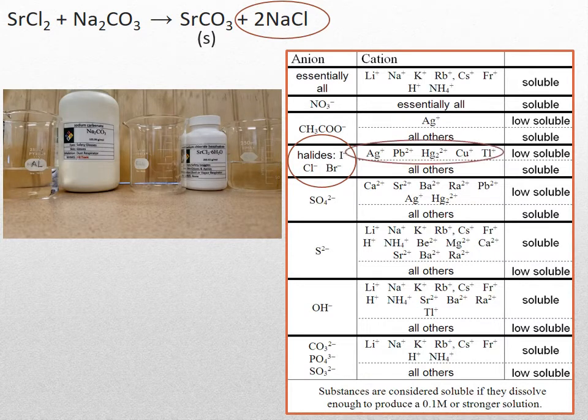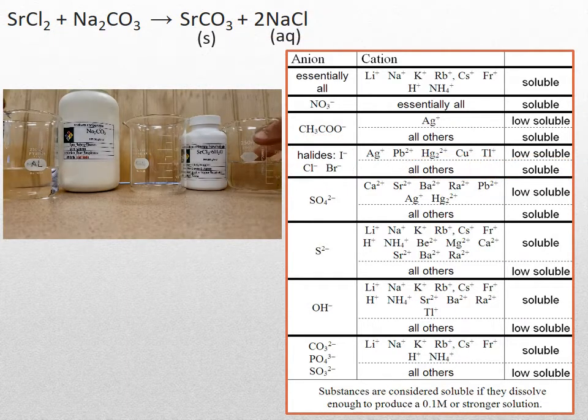When mixed with silver, lead 2, mercury 1 ion, copper 1 ion, or thallium ion, it is low soluble. We don't have any of those, we have sodium, so again, we are in the all others category. And it says, in the case of a halide mixed with anything other than silver, lead 2, mercury 1, copper 1, or thallium, it is soluble, which means it is aqueous. So next to sodium chloride, I will write AQ.